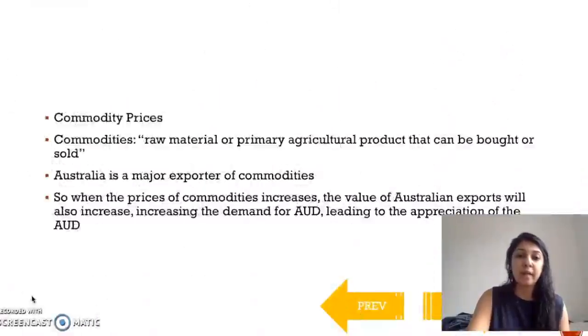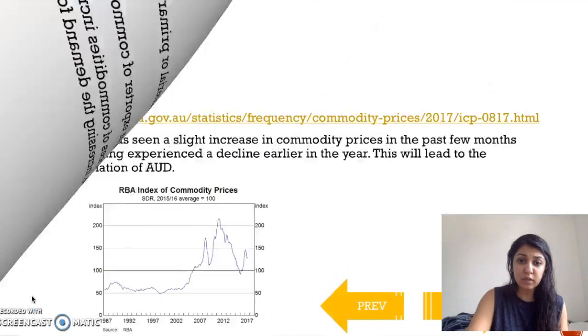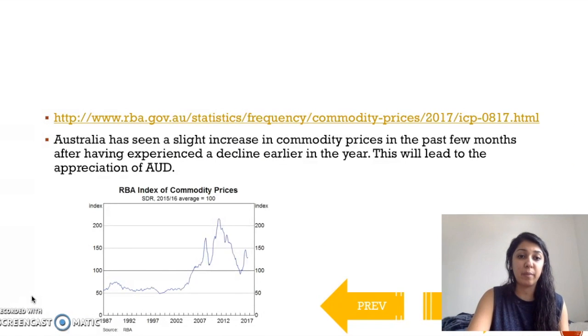And the last indicator that I'm going to talk about is commodity prices. Commodities are just raw materials or primary agricultural products that can be bought or sold, of which Australia is a major exporter. So when the prices of the commodities increase, the value of Australian exports will also increase, increasing the demand for AUD, leading to the appreciation of the currency. As you can see on this graph from the RBA, there has been fluctuation in these prices, but Australia has seen a slight increase in commodity prices in the past few months, so it will lead to an appreciation of AUD.